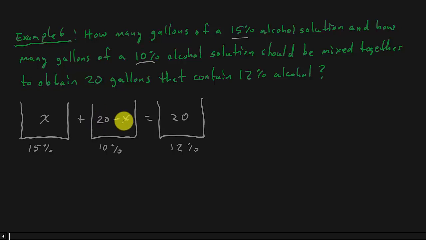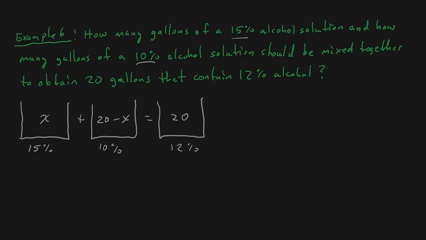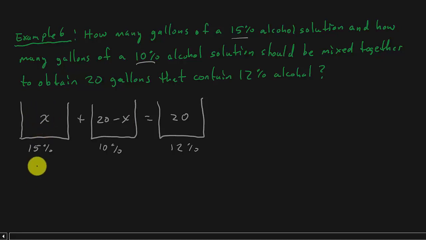20 minus X. Does that make sense? Well, let's look at it. Let's say I have 5 gallons. If this is 5 gallons, how much is this? 15, right? Because it's got to equal 20. So if I've got 5 gallons here, then 20 minus 5 is the 15. That's where this 20 minus X comes in.